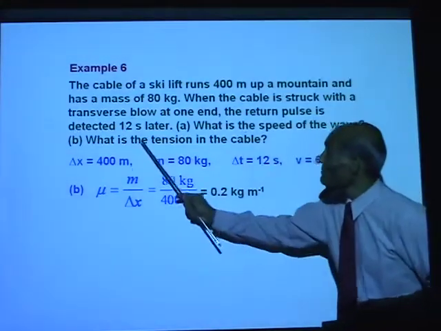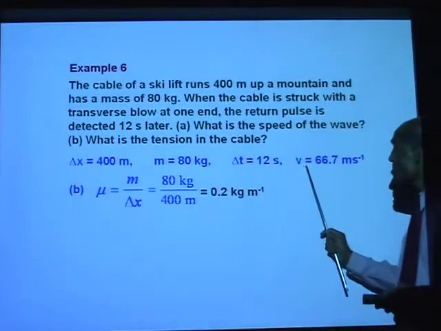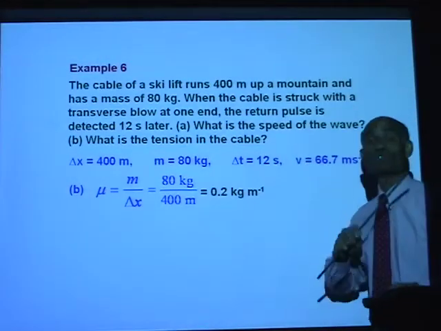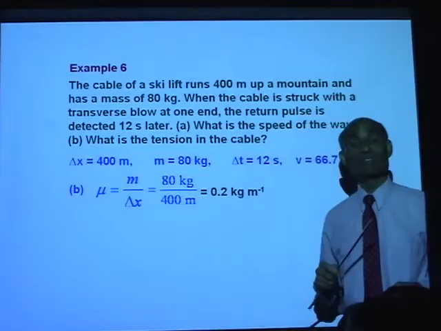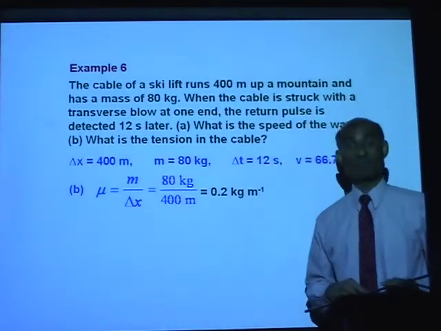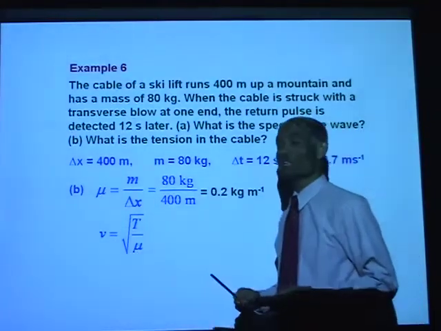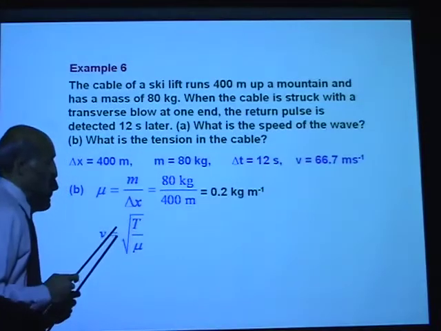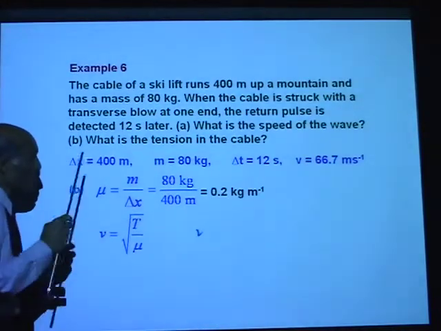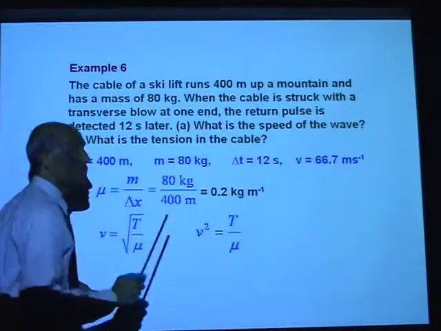Okay, we need to find the tension on the cable. We know the speed of the waves on that string. We know the mass per unit length. Therefore, we can find the tension. V equals the square root of T over mu. We need to solve for T. So obviously, you need to square that equation. V squared equals T over mu.